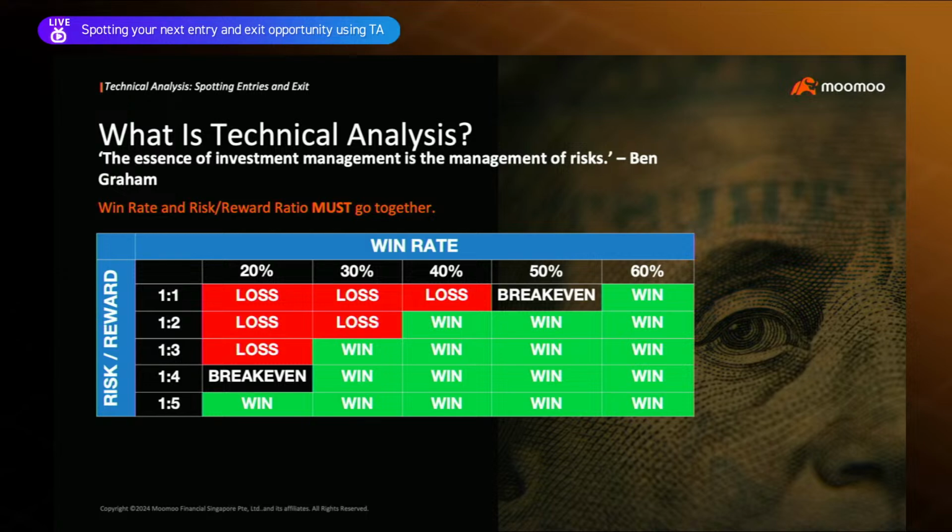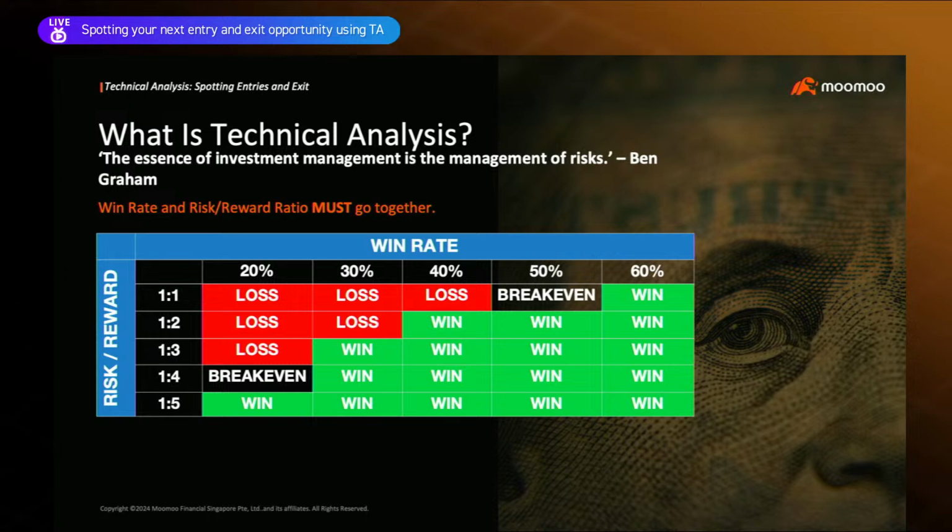So that's very interesting. You can have a system with a very low win rate, but as long as you manage your risk and your risk reward well over a long period of time, staying in the game, you will be able to generate profits at the end of the day. So that is the extreme side of things.